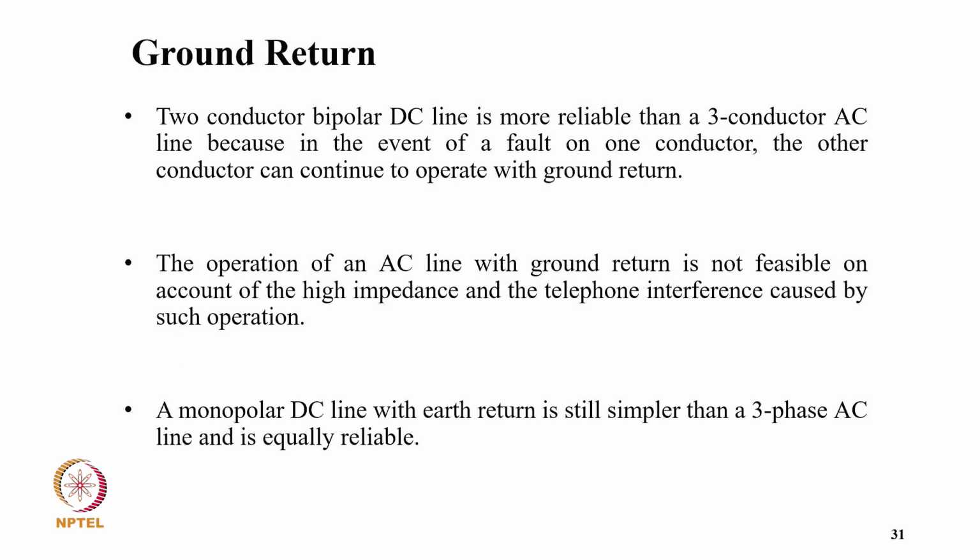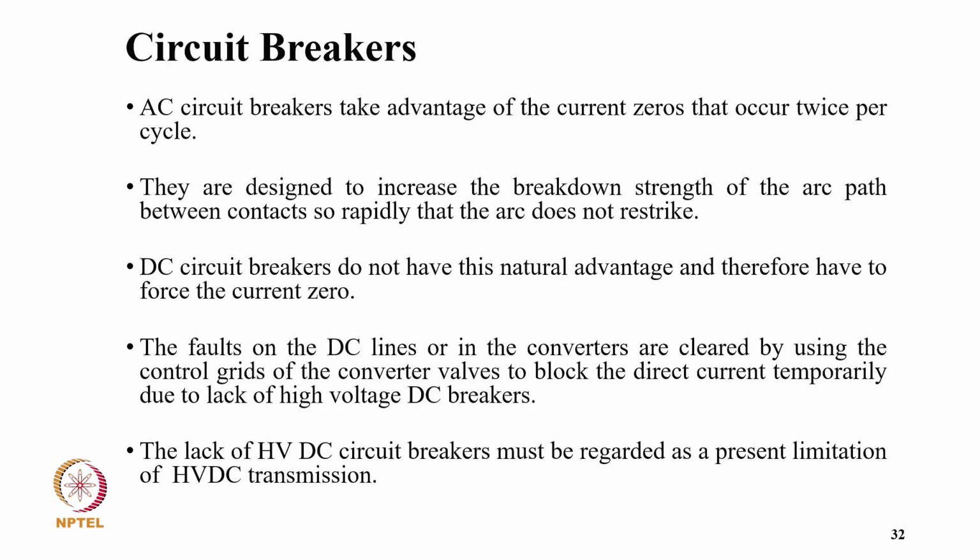Now coming to ground return. A two conductor bipolar DC line is more reliable than a three conductor AC line because, in the event of a fault on one conductor, the other conductor can continue to operate with the ground return. The operation of an AC line with ground return is not feasible on account of high impedance and the telephone interference caused by such operation. A monopolar DC line with earth return is still simpler than a three-phase AC line and is equally reliable.